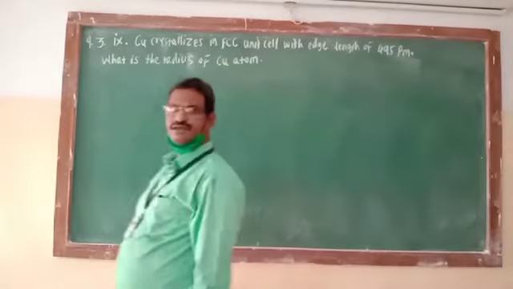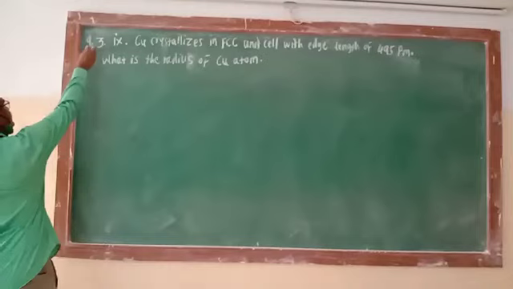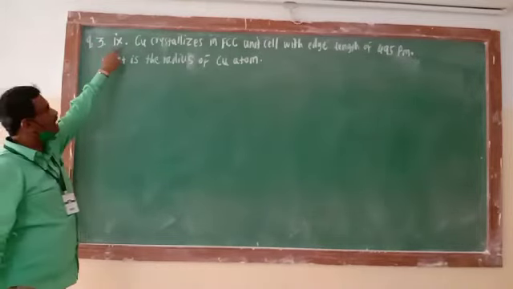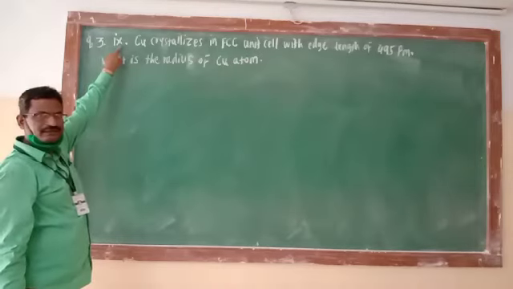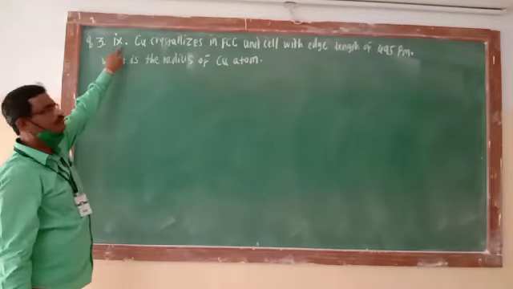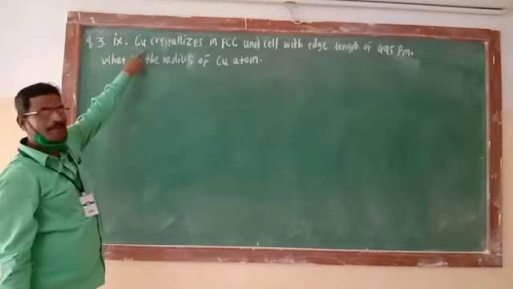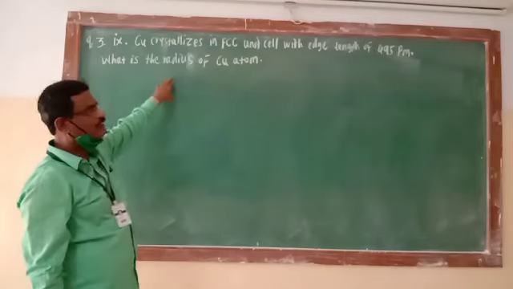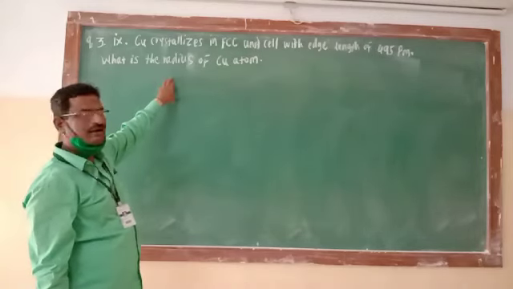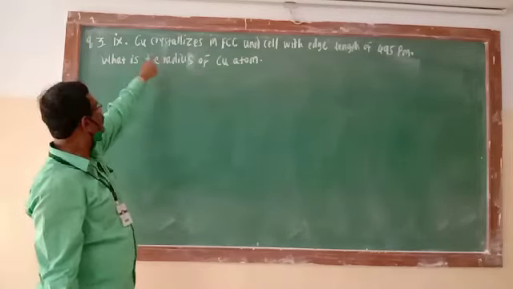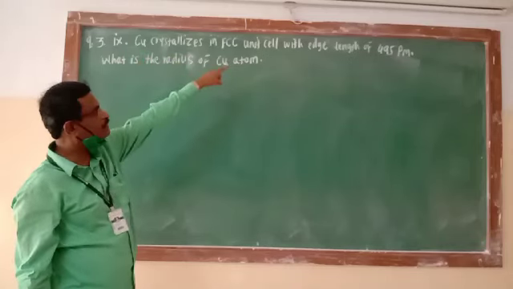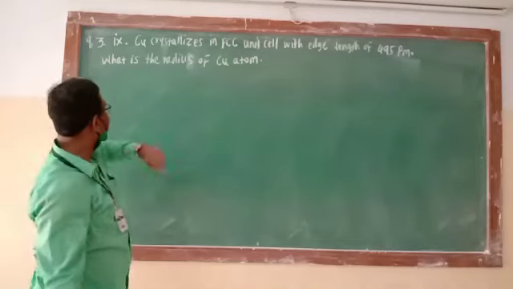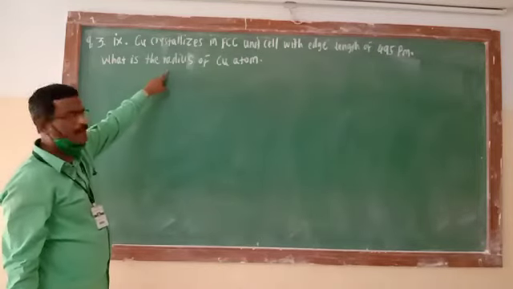Now see question number 3. This is question number 3 in your book, problem number 9. The problem is: copper crystallizes in an FCC unit cell with an edge length of 495 picometer. What is the radius of the copper atom?